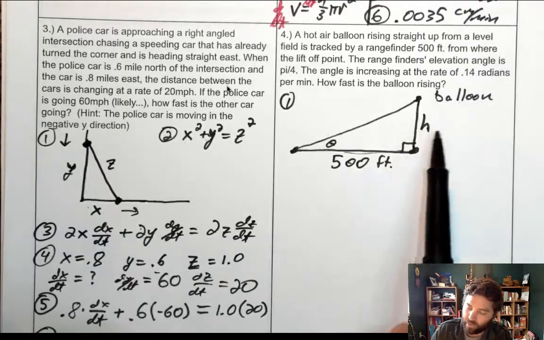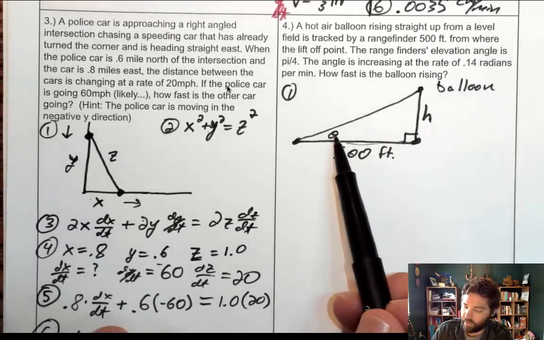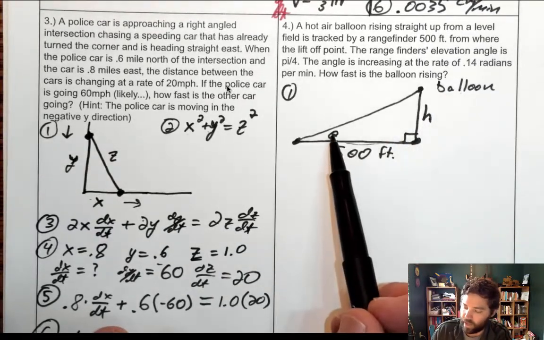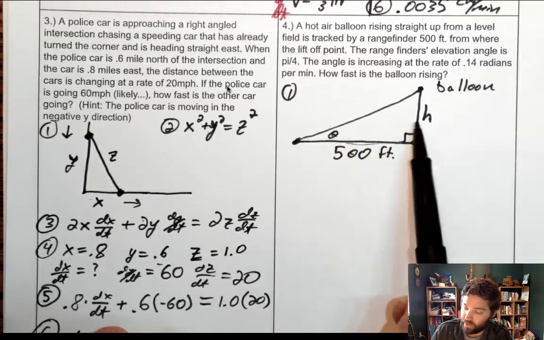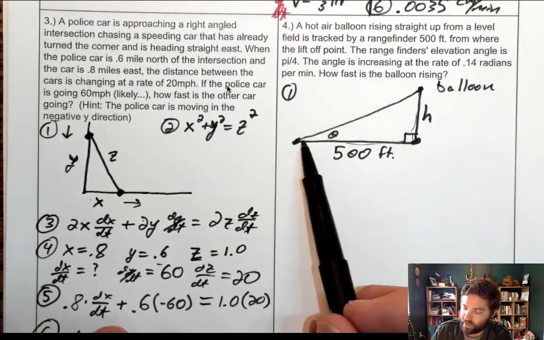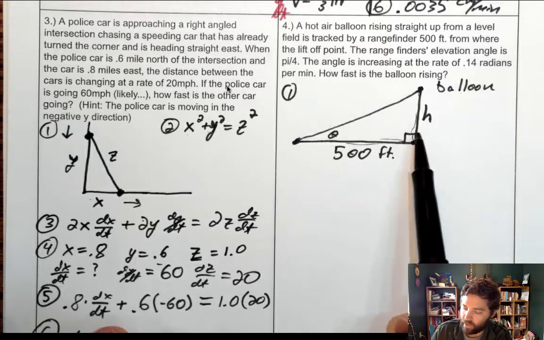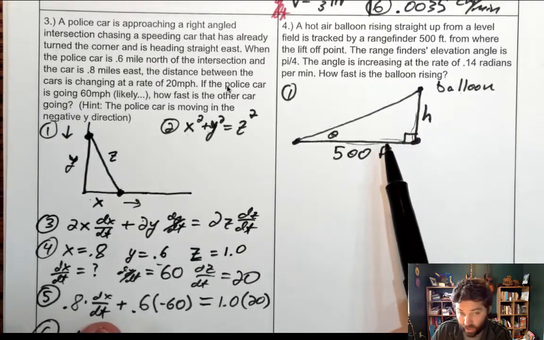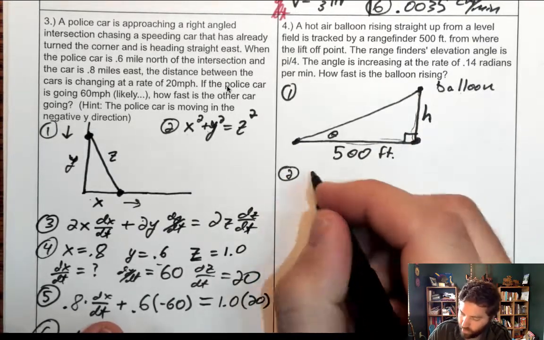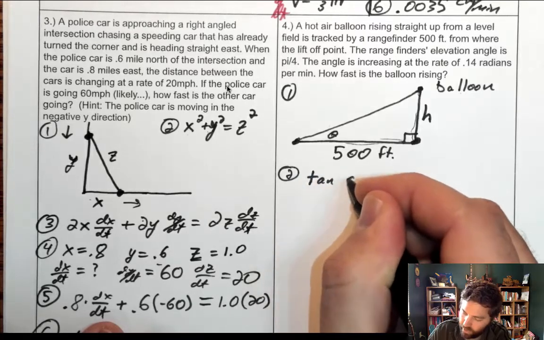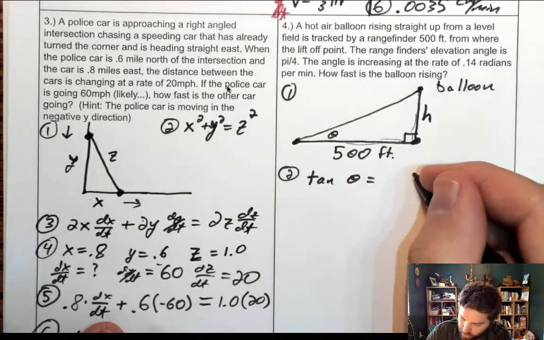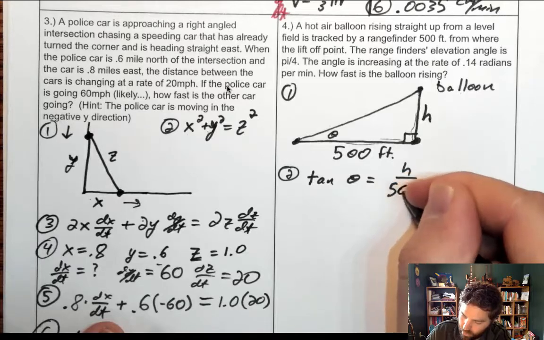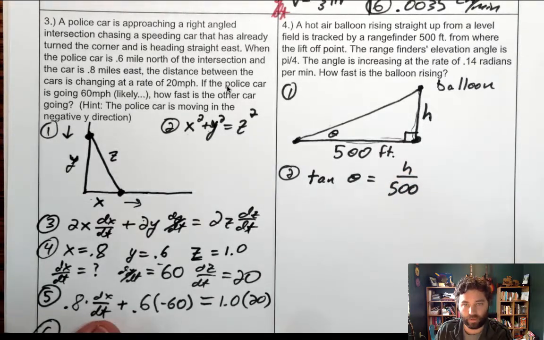Now we want a relationship between all of the relevant variables. So I've got theta, h, and 500. Relative to theta, this is the opposite side of the right triangle. This is the adjacent side. So opposite over adjacent is tangent. So for step 2, our mathematical model will be tangent of theta is equal to h over 500. Like that. So there's our model.